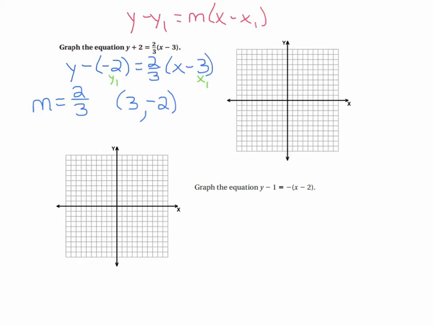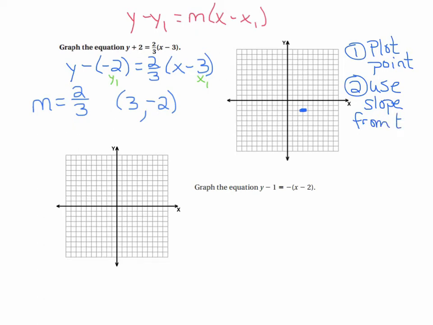Now, here's what you're going to do. Step 1 is plot the point. So we're going to plot the point (3, -2). So I'm going to go over 3, down 2. There's my starting point. I don't have to start on the y-intercept anymore with point slope form. Then I'm going to use rise over run, and I'm going to use my slope from that point to find more points.